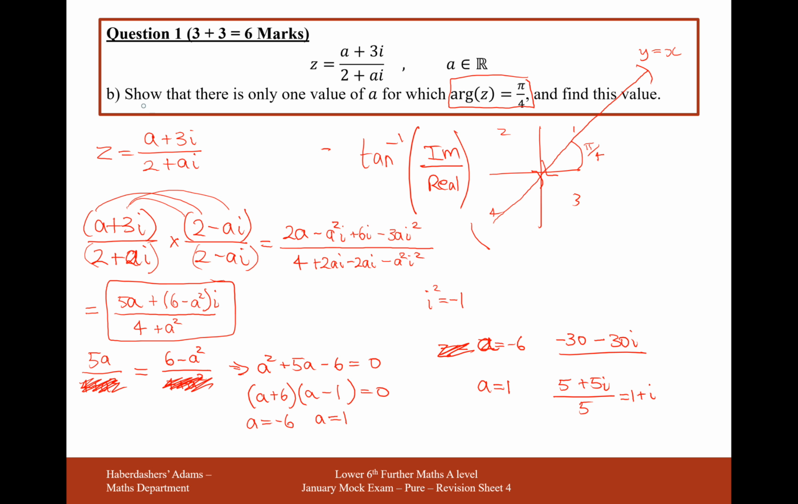Okay, so we've shown that there is only one value of a for which this is true, and that value of a, everyone, is the value 1. Alright, so quite tricky that one, first one in this revision sheet. Hopefully it gets easier as we go along. 6 marks.